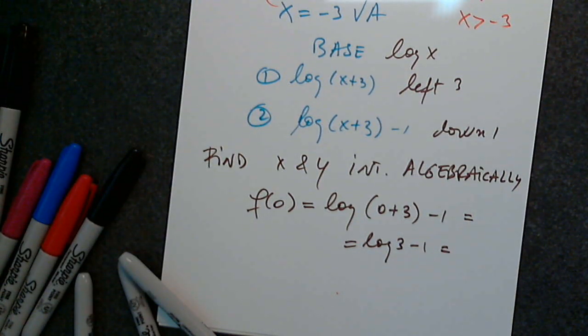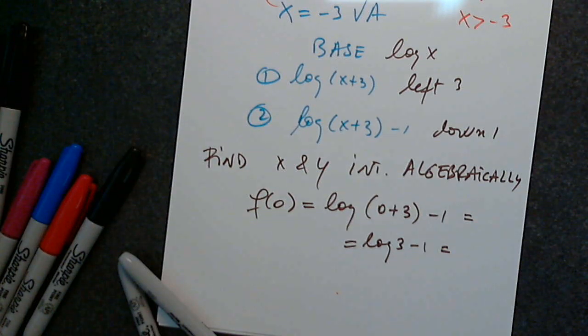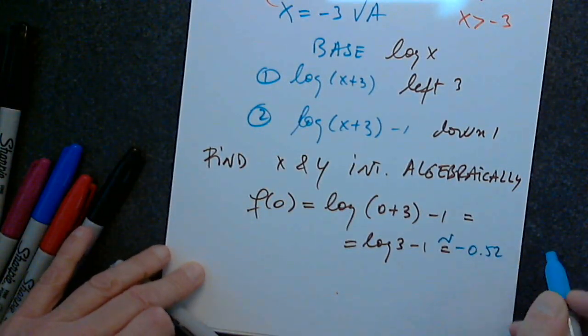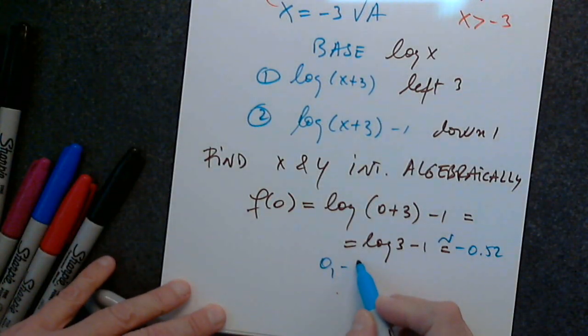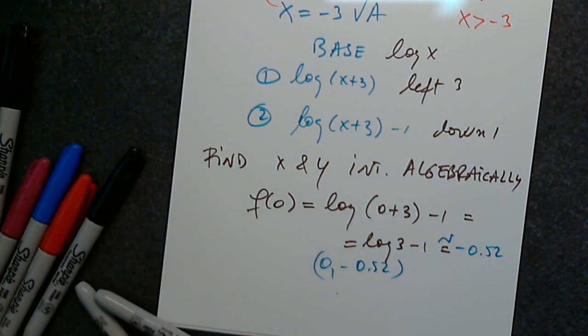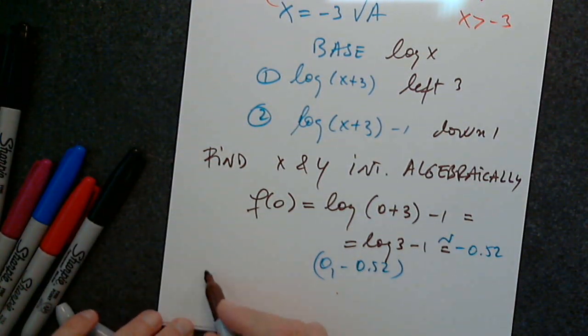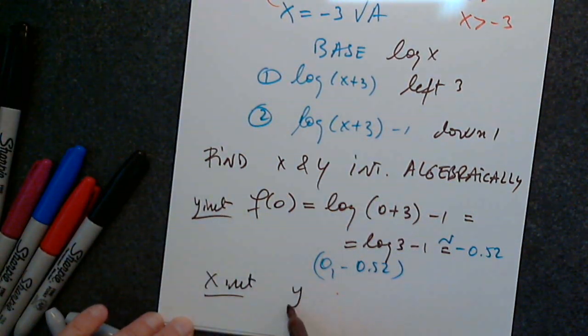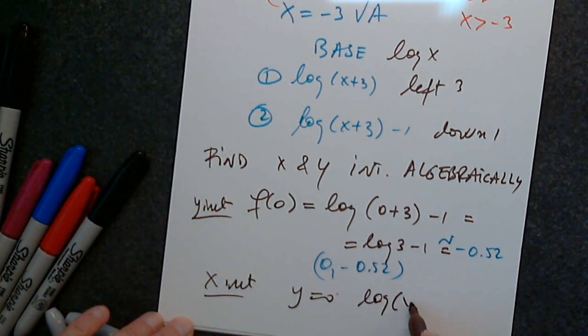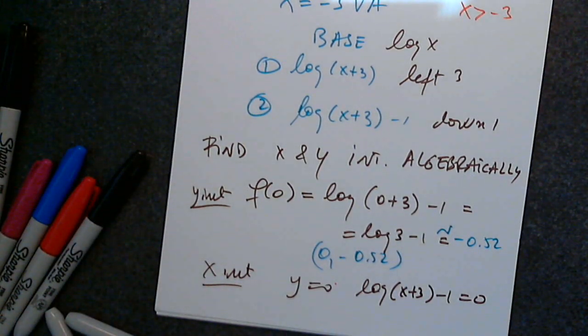Log 3 minus 1. And I get approximately negative 0.52. So 0, comma, negative 0.52. And that is the y-intercept. How do I determine the x-intercept? Yes, y equals 0, which means log of x plus 3 minus 1 equals 0. How do I solve this?